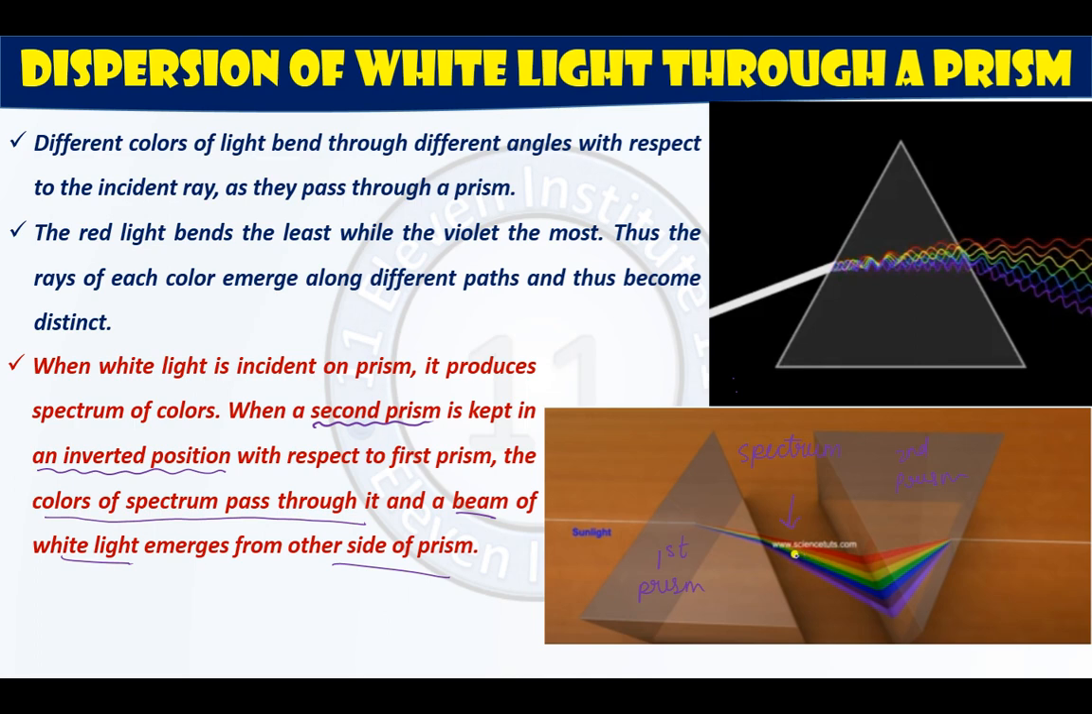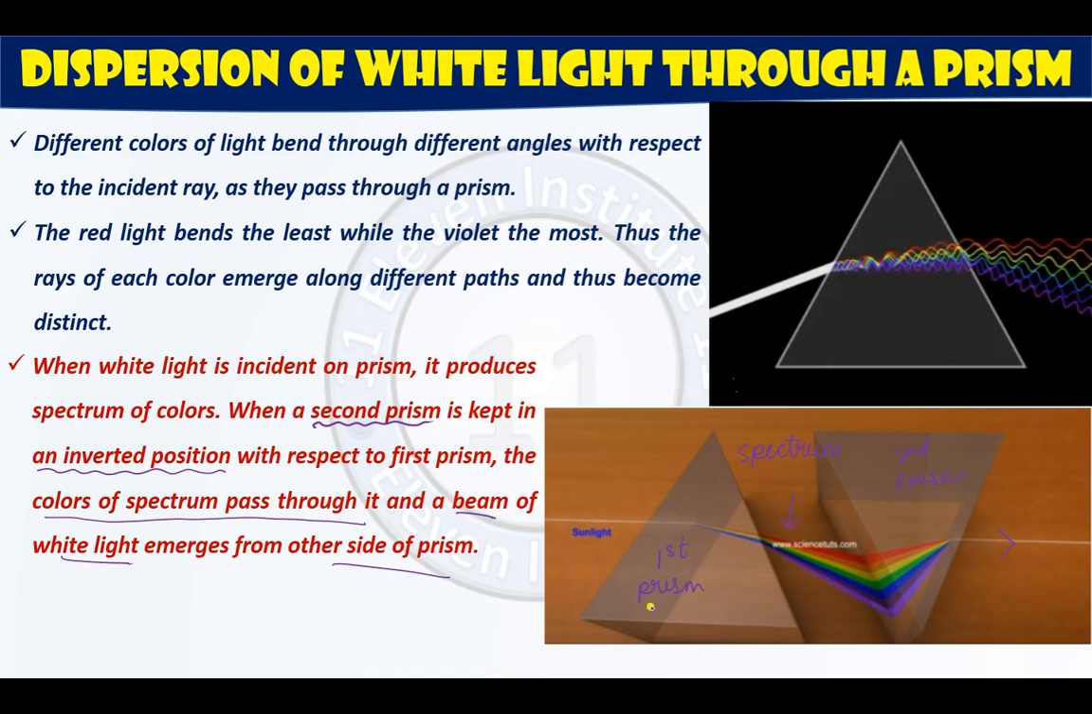So when the spectrum is incident, reverse phenomenon occurs. These all colors again merge together and they will again give out the white light. This experiment shows that the white light is composed of these 7 colors. The white light is composed of 7 colors, because when white light splits, 7 colors are produced. When 7 colors come together, again white light is produced. So this experiment confirms that white light is made up of these 7 colors.